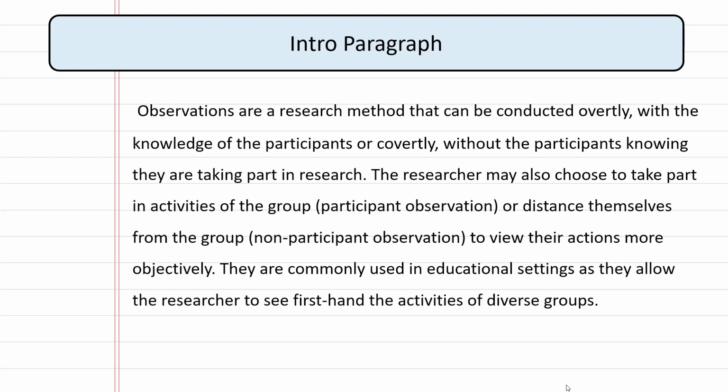So here I've put: observations are a research method that can be conducted overtly, with the knowledge of the participants, or covertly, without the participants knowing they're taking part in research.